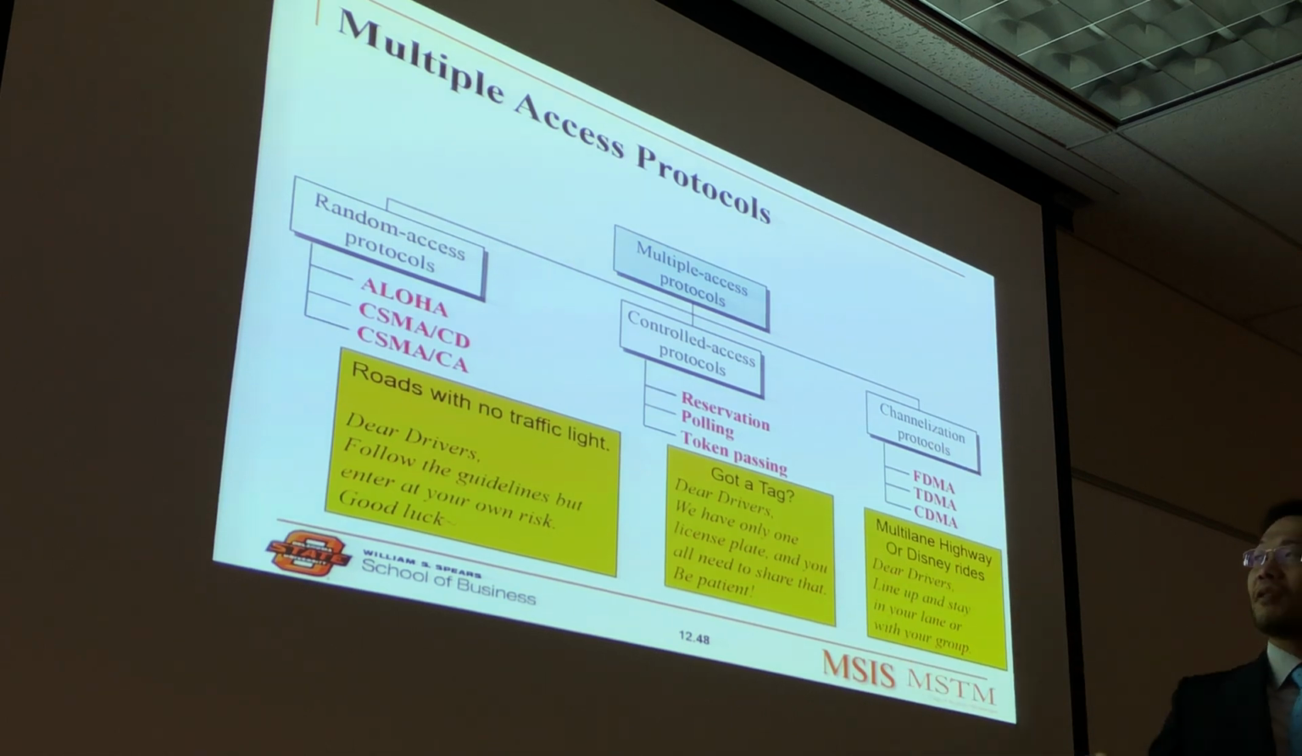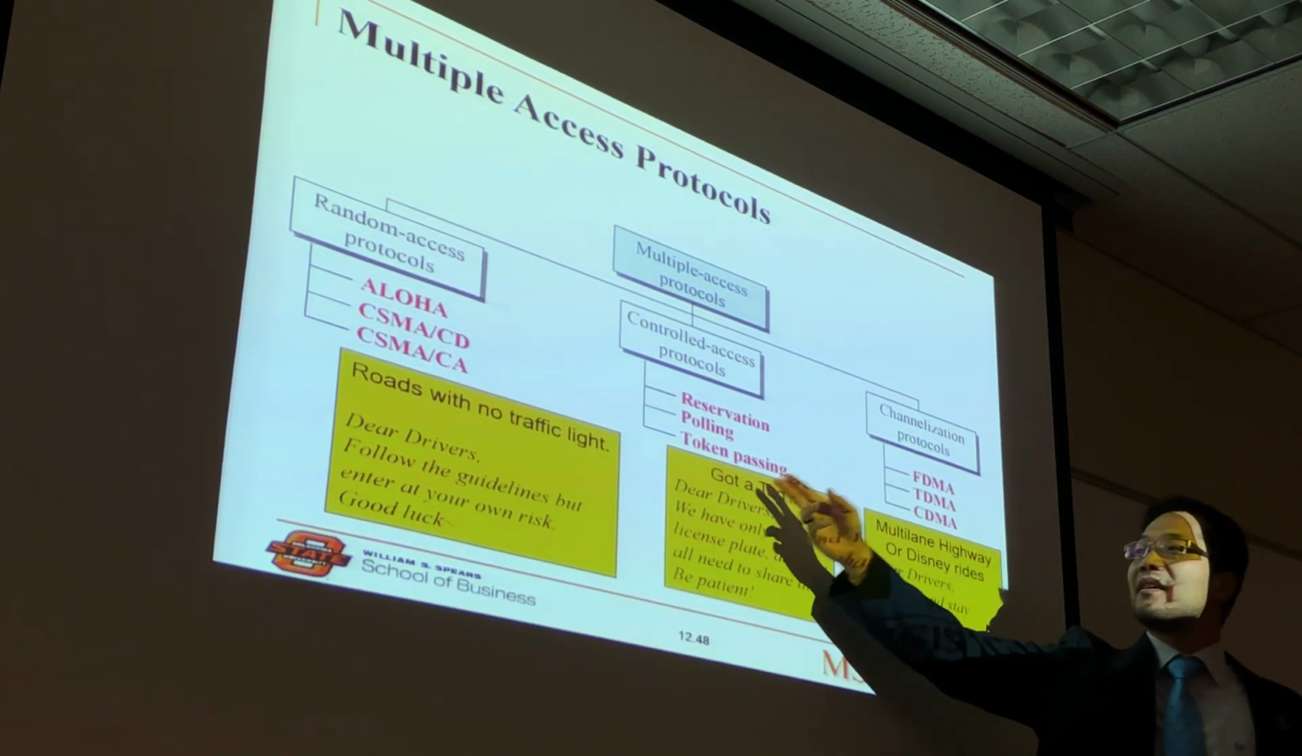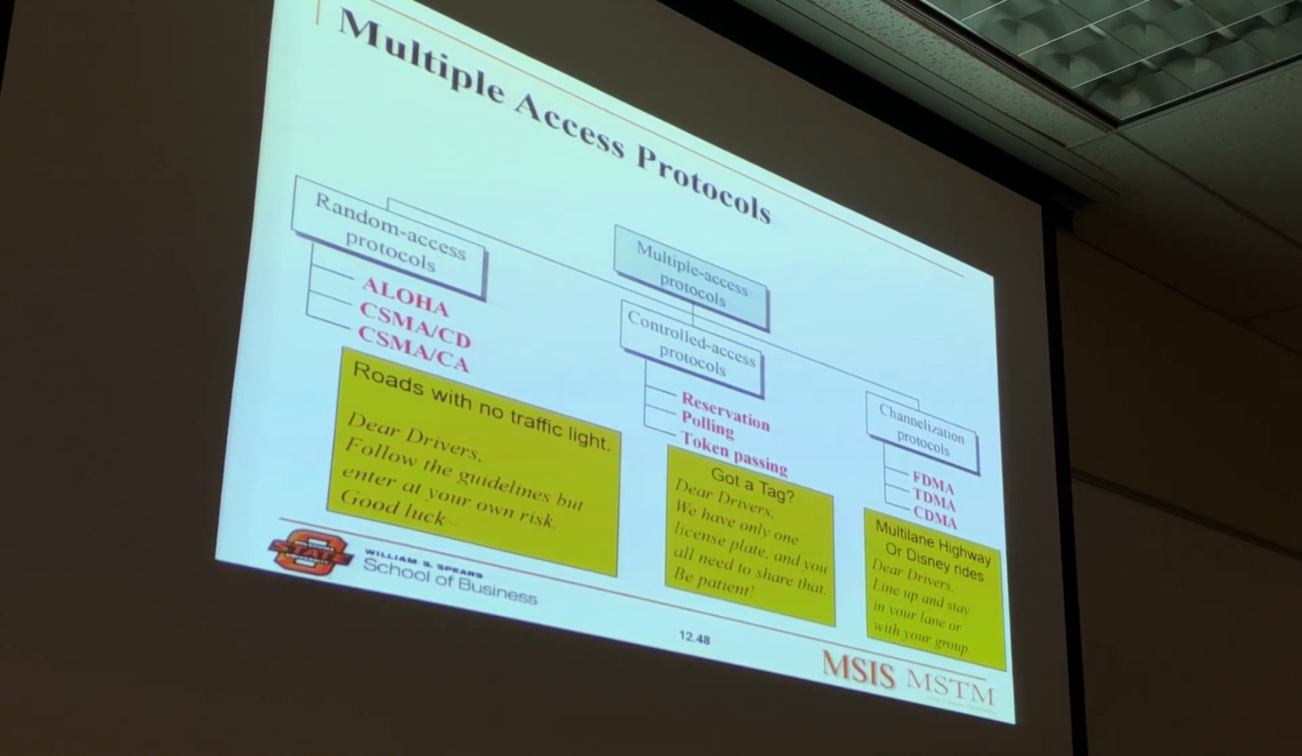If you are using controlled access, for example, like a token passing, it's like you have multiple cars that must drive, but only when you have a tag. You must have a tag to drive the car, but when you have multiple cars, you have only one tag. What can you do? Pass it around, right? Only the car that has the tag can drive, and as soon as you come back, pass the tag to the next car, so the next car can drive.